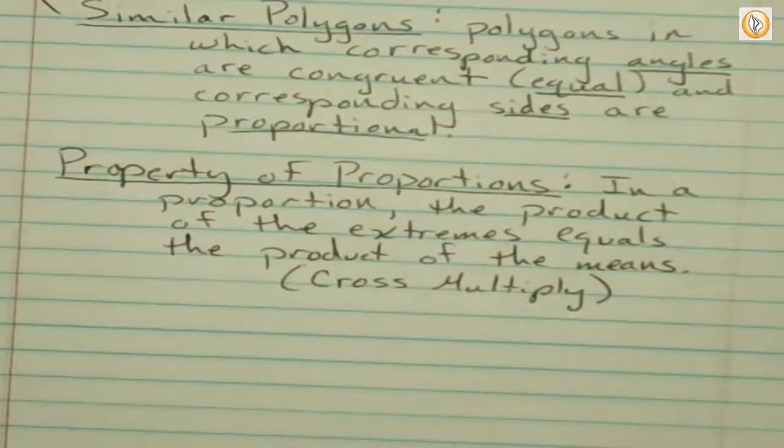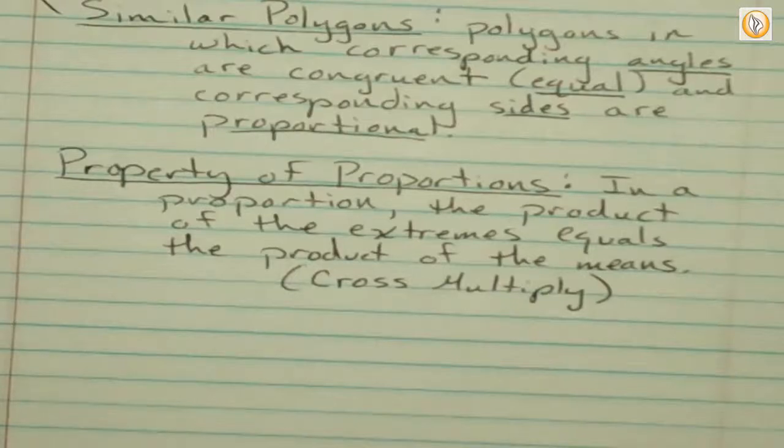I have no idea. I don't know. And you know what? I don't care. I don't care which is the means. I do not care which is the extremes. All I know is that we're talking about proportion and you're cross multiplying. As long as you know that, you're good. So that's the property of proportion.